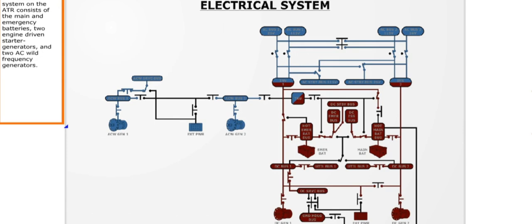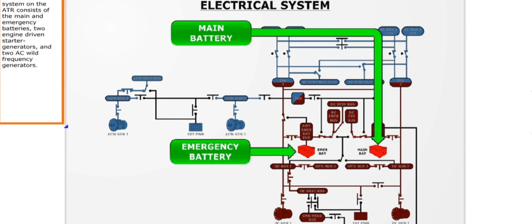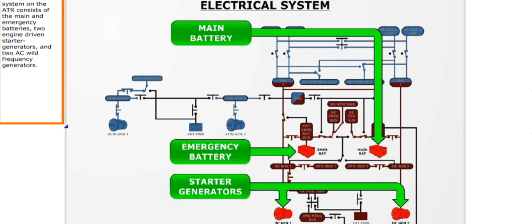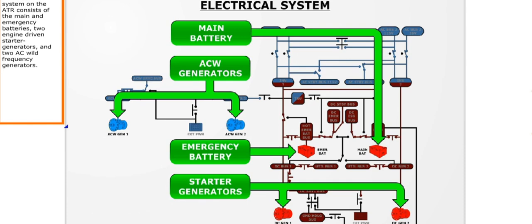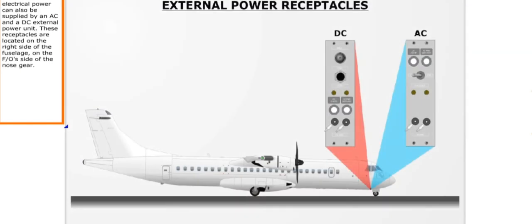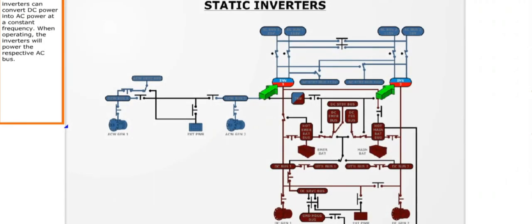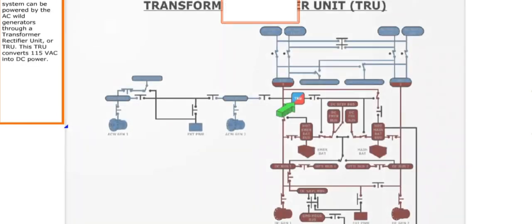The electrical system on the ATR consists of the main and emergency batteries, two engine-driven starter generators, and two AC wound frequency generators. AC and DC electrical power can also be supplied by an AC and a DC external power unit. These receptacles are located on the right side of the fuselage, on the first officer's side of the nose gear. Two static inverters can convert DC power into AC power at a constant frequency. When operating, the inverters will power the respective AC bus.